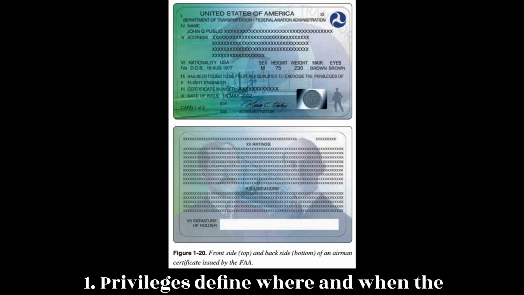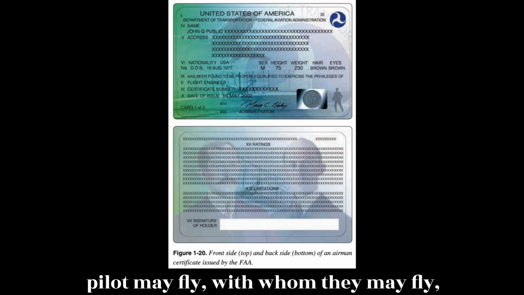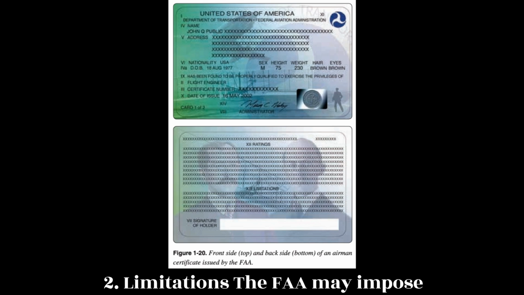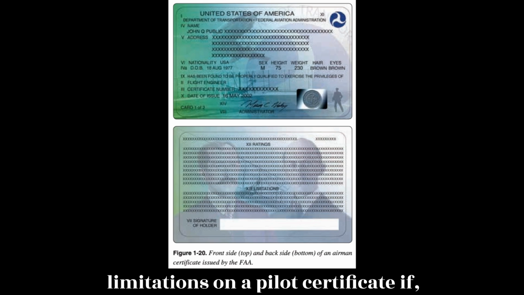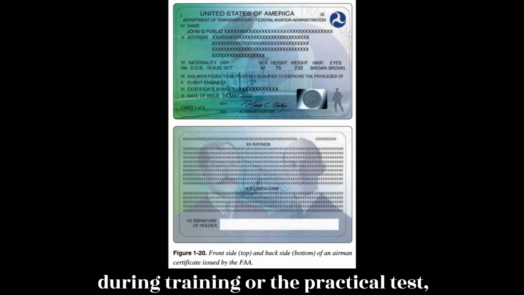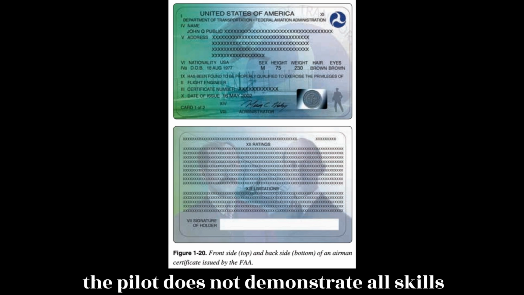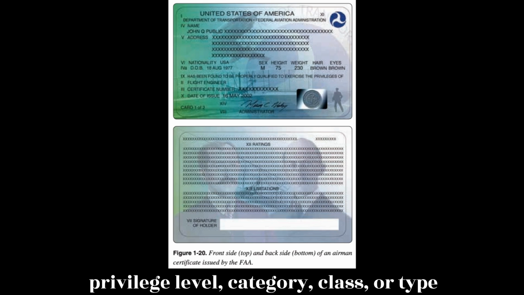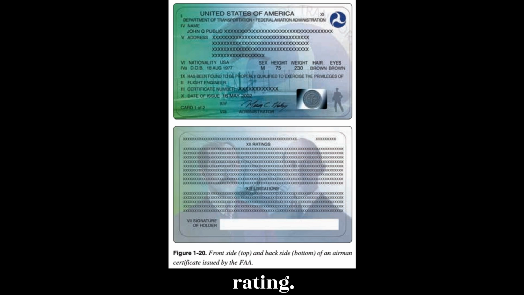1. Privileges define where and when the pilot may fly, with whom they may fly, the purpose of the flight, and the type of aircraft they are allowed to fly. 2. Limitations. The FAA may impose limitations on a pilot certificate if, during training or the practical test, the pilot does not demonstrate all skills necessary to exercise all privileges of a privilege level, category, class, or type rating.